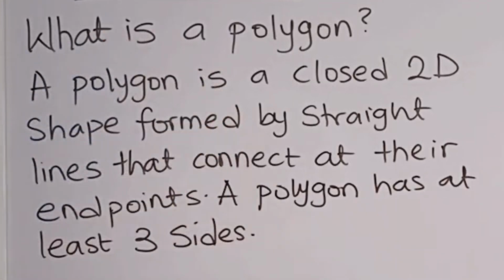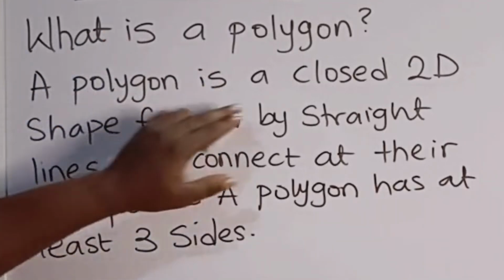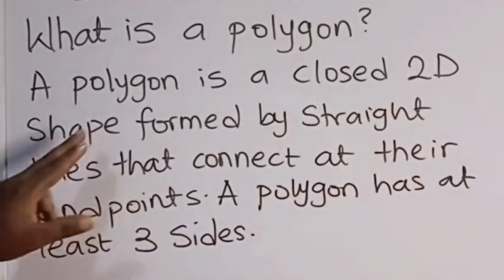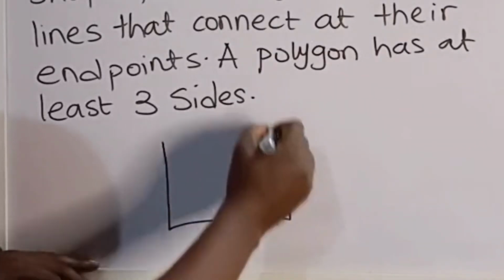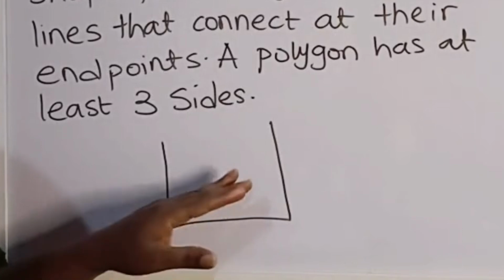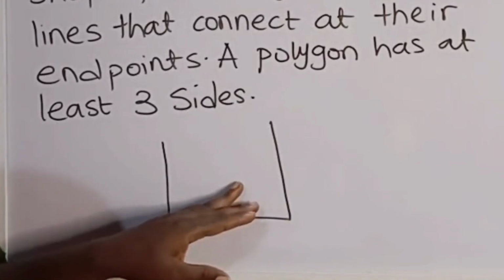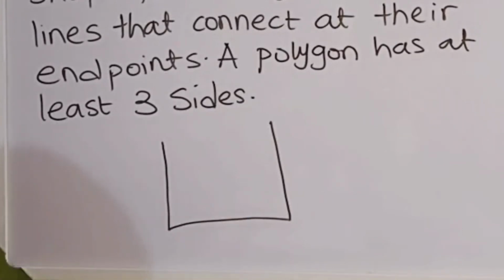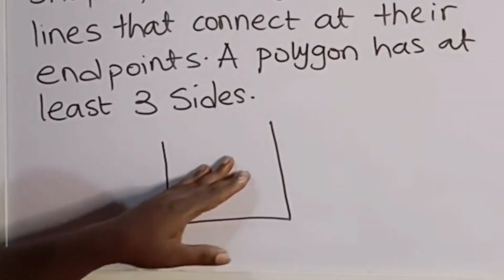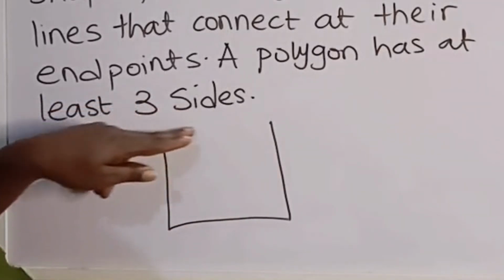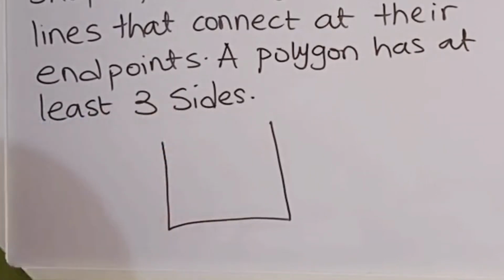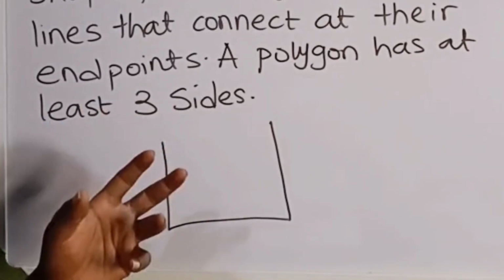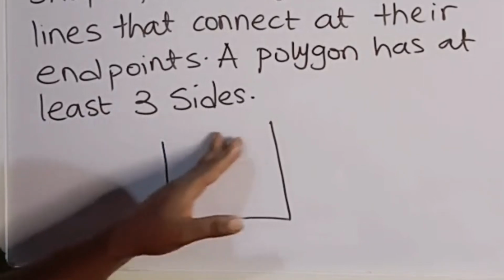So let's analyze this definition. A polygon is a closed 2D shape. So if we have a 2D shape like this, can this be considered a polygon? The answer is no. The reason it cannot be considered a polygon is it is not a closed shape. There is a space here. So because there's a space here, this shape cannot be considered a polygon.